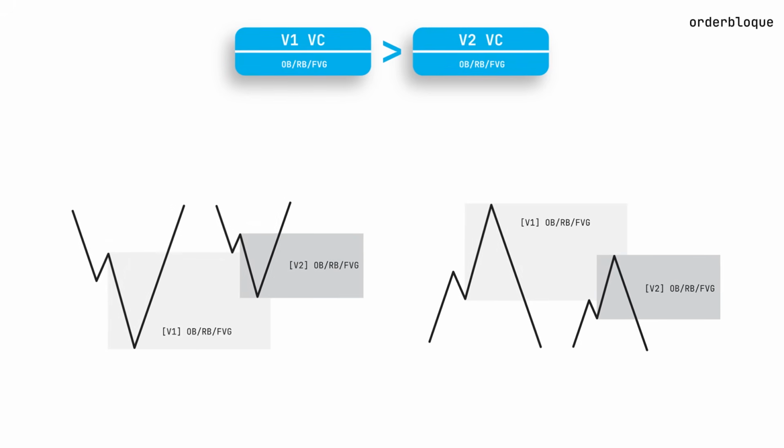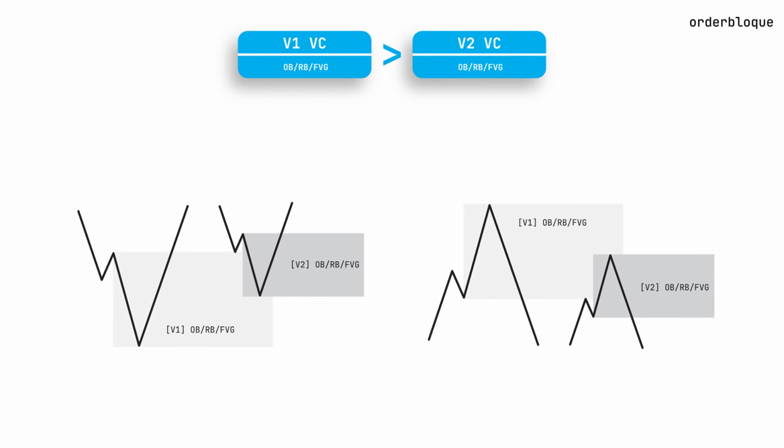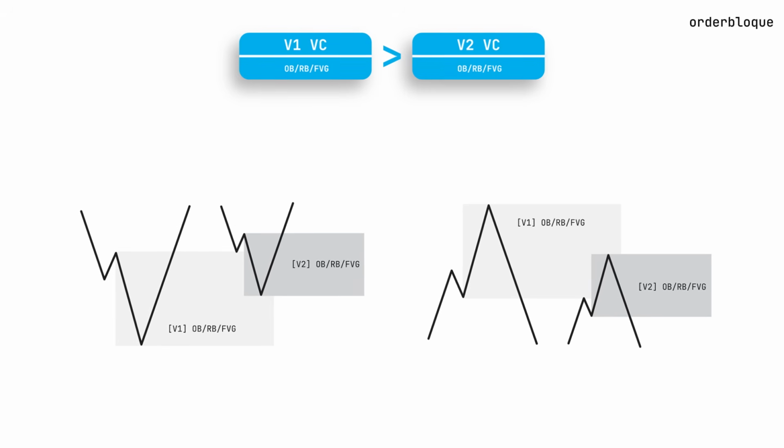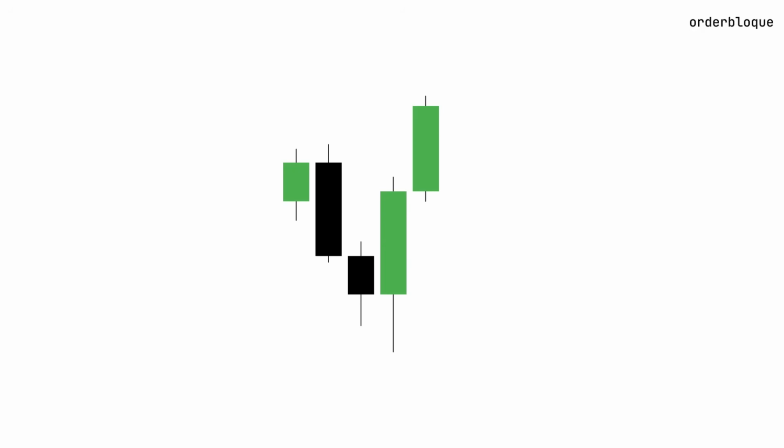The first and most basic logical element that embodies all the information discussed above is variable 1 volume confirmation greater than or equal to variable 2 volume confirmation. When a zone, such as an order block, rejection block, or fair value gap, is already formed on the chart, it essentially confirms that volume entered the market for buying or selling at a specific time and price level. Therefore, we can mark this as V1 volume confirmation.